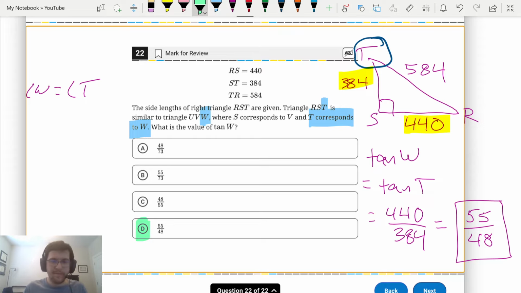Okay, awesome. All right, so yeah, don't ever forget that you got to keep this similarity statement stuff in mind. The order that the letters come in is really important. And you got to remember that the corresponding side lengths are proportional, but also you got to remember that the corresponding angles are equal.